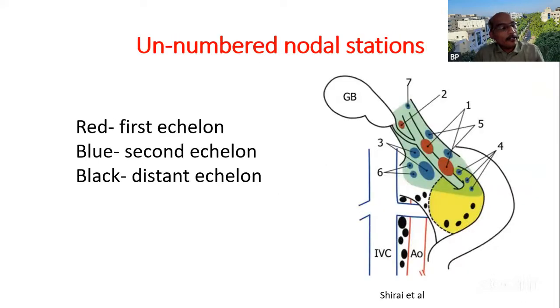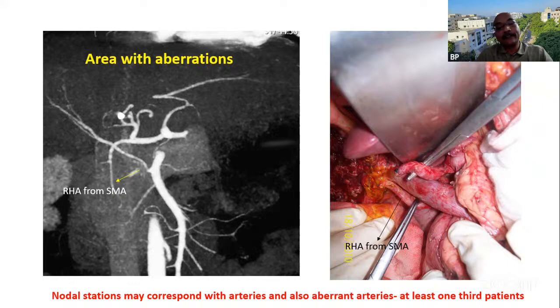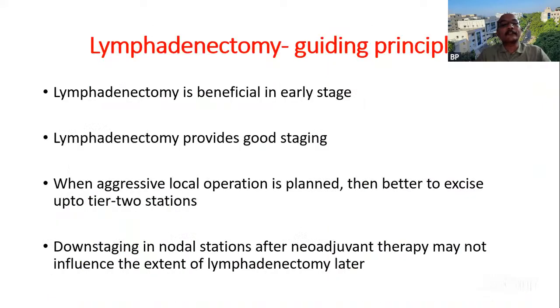So as we keep on improving the lymph node count, we also may need a more differentiated approach. But what we can approach is first echelon, second echelon, and distant echelon. Okay. So most of the surgeons clear the first and second tiers. And this area has a lot of aberration. As we know, these lymphatics follow vessels, and they may end up in a different station altogether. For example, the right hepatic artery, SMA, that SMA becomes the second or first tier nodal station.